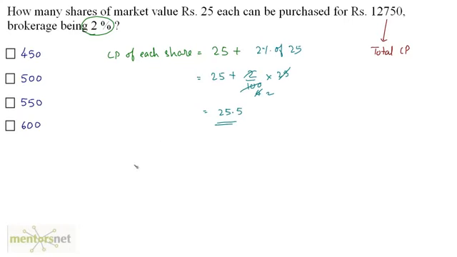We need the total number of shares. So the number of shares is equal to the total investment made, that is the total cost price, that's 12,750, divided by the cost price of each share, that's 25.5, right? And when solved, that gives you 500. So the total number of shares is 500, and that's option B.